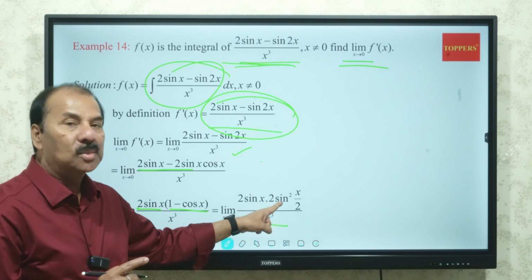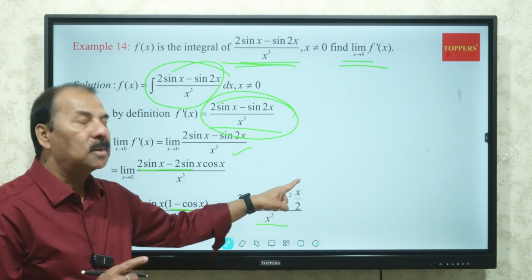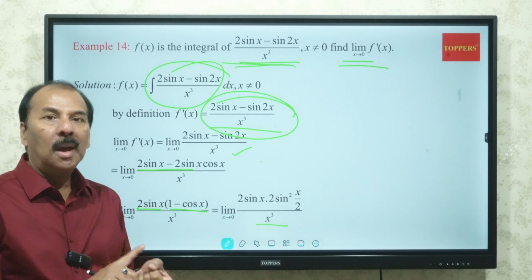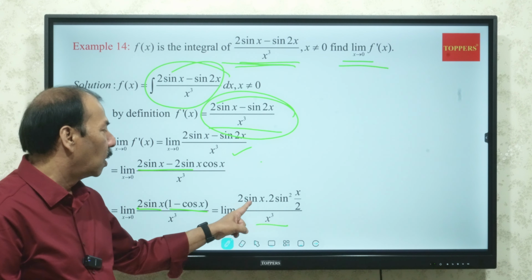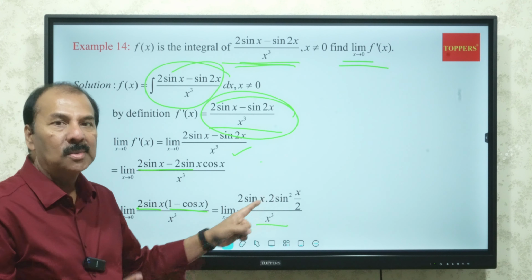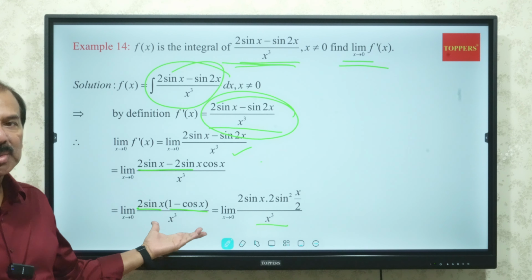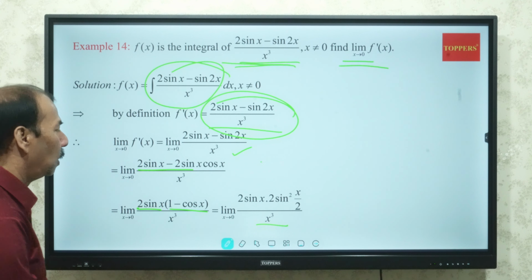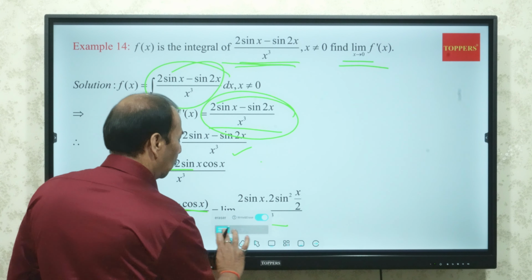That becomes your sin square x by 2. So sin x by 2 whole square. Again you will need x square there. So 1 x for this, another x square for this. Rearrange the terms and use those standard relations, and we will be able to simplify this.